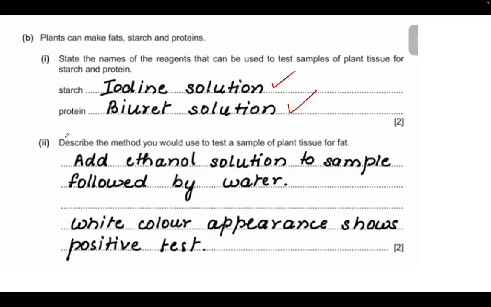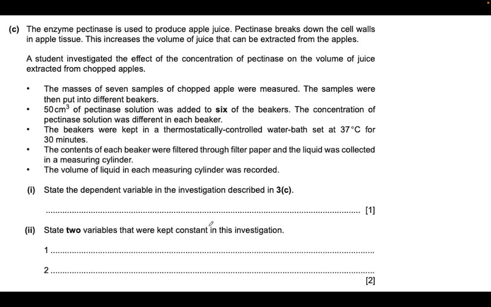But if they ask us to describe the method you would use to test a sample of plant tissue for fats, the first thing is you add ethanol to the sample that we have. Then we put it in water, then we shake. It's very important to mention that. It is not in our answer that we have here, but it's very important to shake. And also, a white color appearance, which is what you call an emulsion, shows up if you have a positive test for it. So we should make sure that we are careful on it as well.